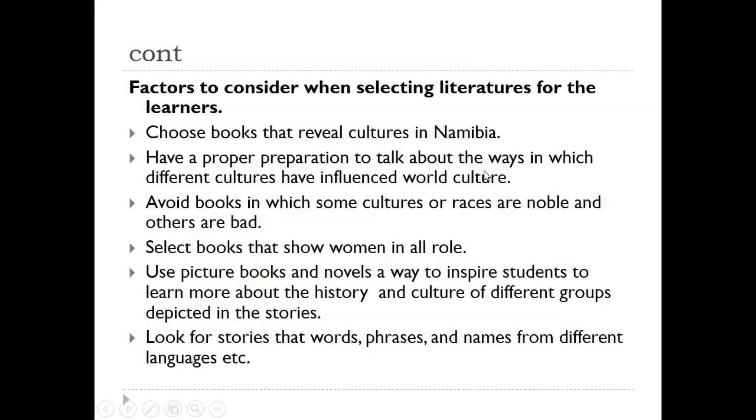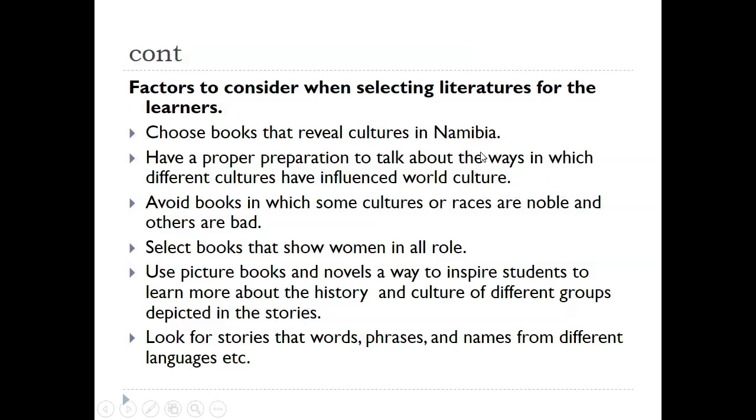Factors to consider when selecting literature for the learners. When you are referring to literature here, it's just books to read in the class. What are those things that you need to look at when you are choosing books for your learners to read? One can look at books that talk about different cultures, because you want your learners to know different cultures. You talk about books that have a lot of encouraging stories about learners who did well in school and all those types of things.